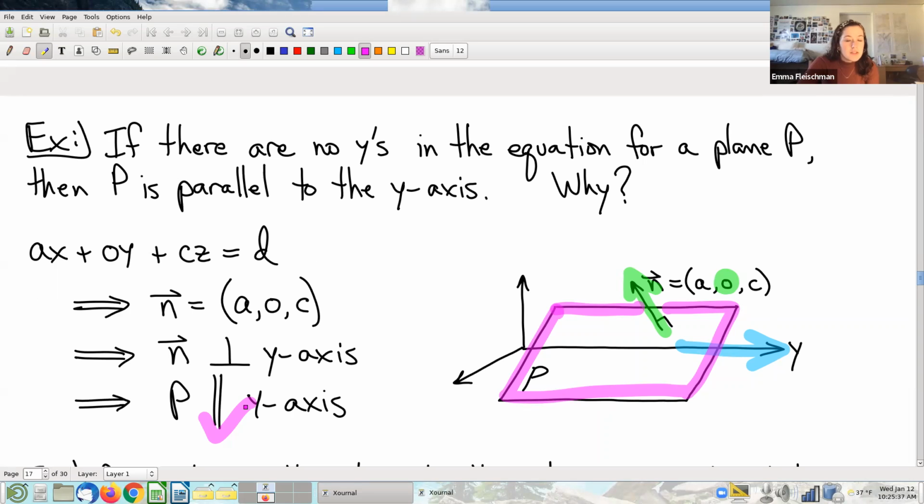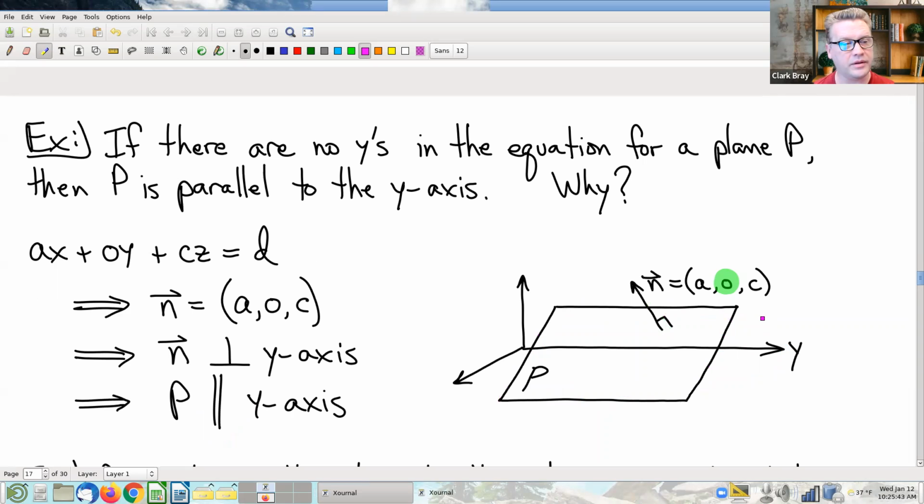Okay. All right, so this is what... oh yeah, question. What exactly does it mean for a plane to be parallel to a line? There's a couple different ways you could say that. I think the easiest way to say it is that a line and a plane are parallel if they don't intersect. If you think about it, it's kind of like parallel lines don't intersect.